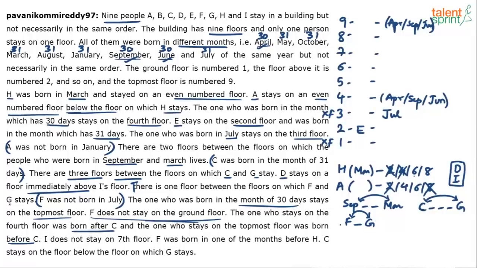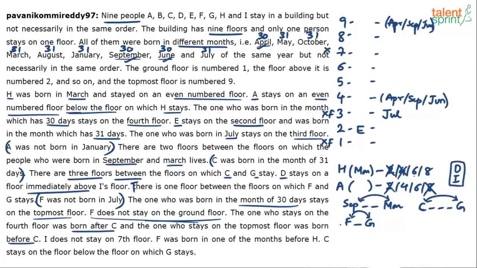The one who's on the fourth floor was born after C, and the one who stays on the topmost floor was born before C. Okay, so we'll come to this point later. Let me just read the remaining points. I does not stay on 7th floor.